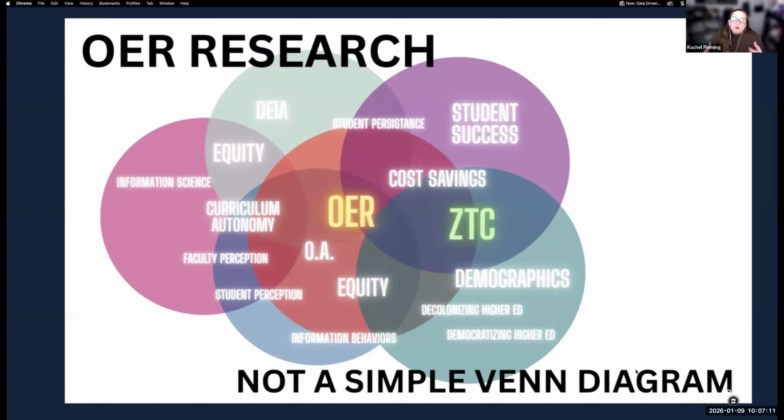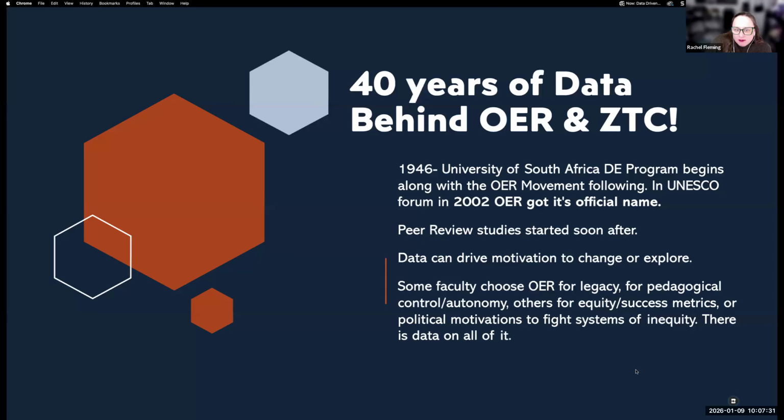So there isn't any one way to go about it. And this presentation is literally just to give you all an overview of a lot of the different kinds of research and the main consistent themes that we see regularly coming out of this research. Because again, the best research can be replicated, right? So some of these slides will be a little bit redundant because it's something that has been found multiple times in different ways. So there's about 40 years worth of data behind OER and ZTC.